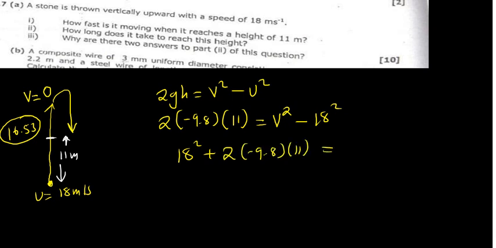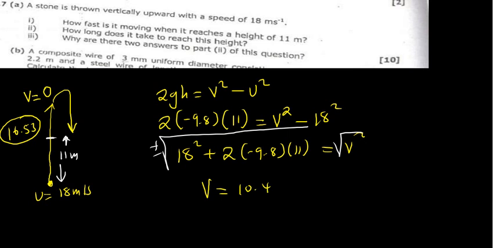is equal to v squared. So I want just to remain with v, so I'm going to square root both sides. Remember, when you square root, it will be positive or negative. So therefore, if we work this out, we're going to find that the velocity is positive or negative 10.41 meters per second.